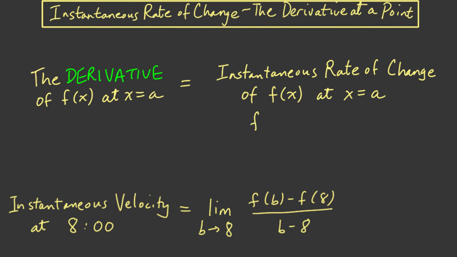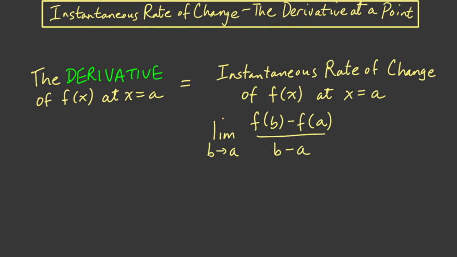We've got f of b minus f of a divided by b minus a. So that's an average rate of change. And then we take the limit as b approaches a. And that's the derivative. So we give this a special notation. We're going to say that the derivative of f at a will be denoted by this f prime of a.